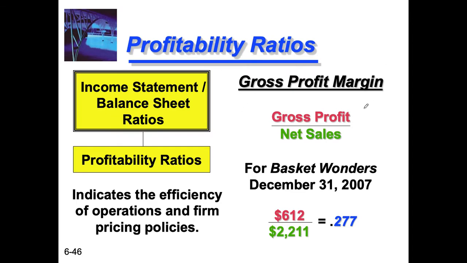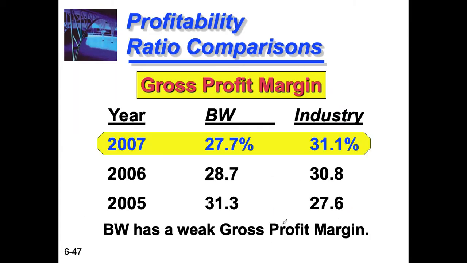For example, Basket Wonders in December 31, 2007 has gross profit margin 0.277 or 27.7%. And the industry average is 31.1%. So BW has a weak gross profit margin.